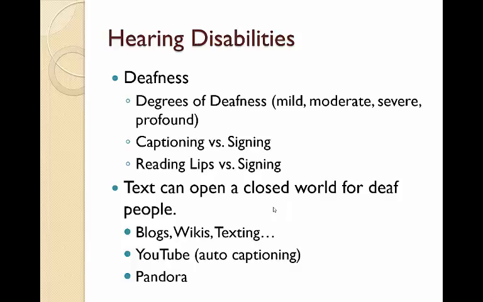Signing also, sign language can help a person understand what's being said. And then some people are very good at reading lips, and maybe you're good. If you've seen a sporting event, you see what the athletes are saying on the court, you might be good at reading lips too.